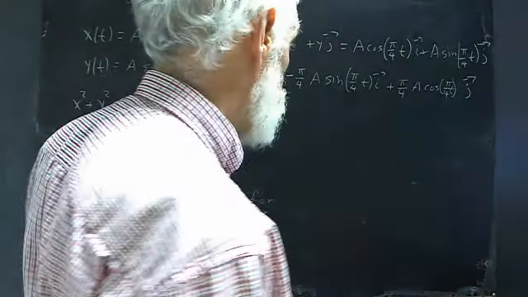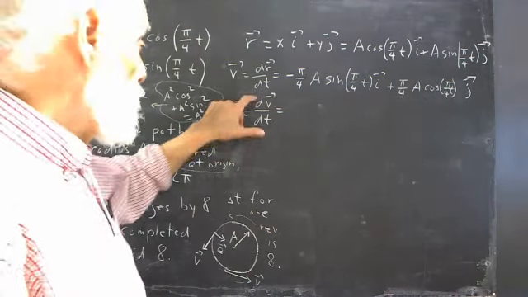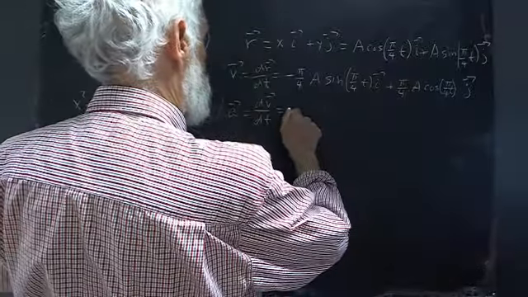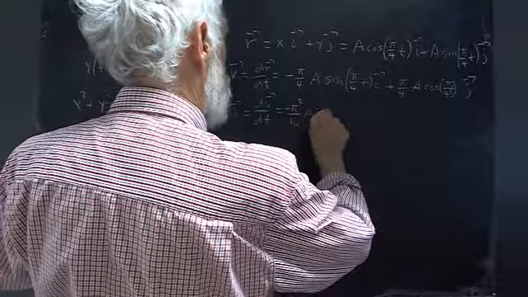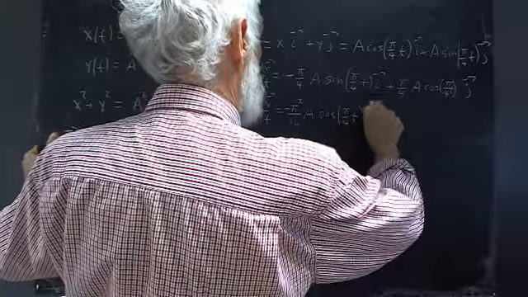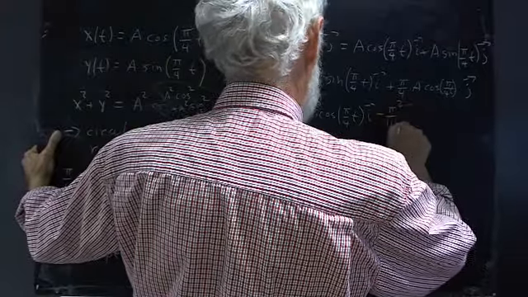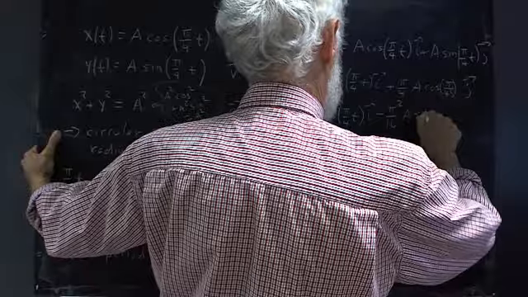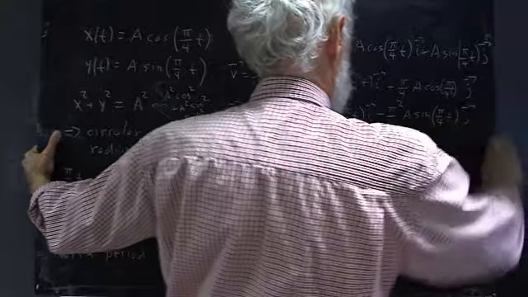And that's, again, very straightforward. That's just very basic derivatives and not a very sophisticated application. The acceleration is dv/dt, so we have to take the derivative of this, which is going to give us negative pi squared over 16a cosine of pi over 4t times i, minus pi squared over 16a sine of pi over 4t times j.